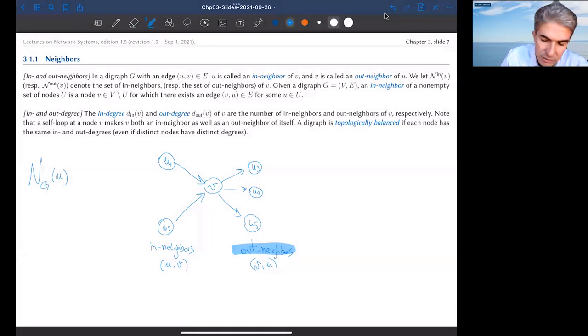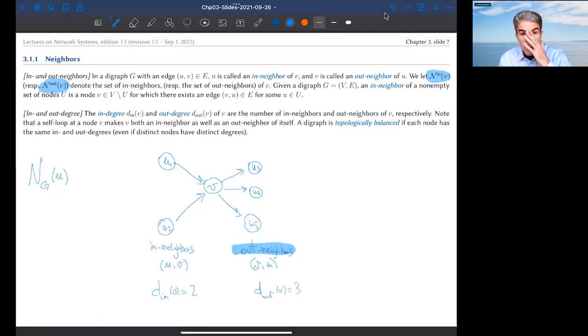And so if you want to be accurate, if you want to write N for the set of neighbors, you need to have superscripts to clarify which one of the two you mean. You can also define the set of in neighbors and the set of out neighbors. So this particular node V in the middle of the slide has D in of V equal to 2 and D out of V equal to 3. What do I mean by that? The number of in neighbors is called the in degree, and the number of out neighbors is called the out degree. So 2 in neighbors, in degree equal to 2, out degree equal to 3.